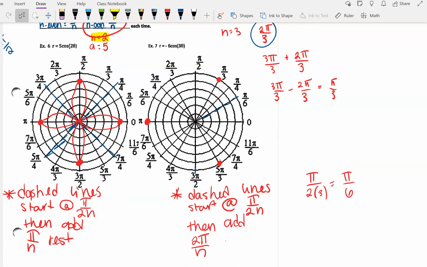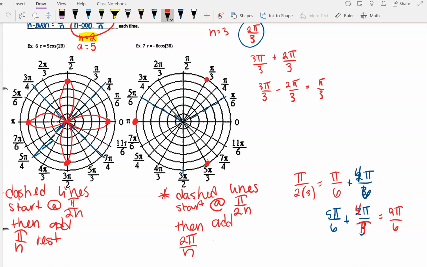And then from there I'm supposed to add 2 pi over n, so that's going to be plus 2 pi over n, which is 3. I need common denominators, so if I multiply top and bottom, this would be 4 pi over 6 plus pi over 6 takes me to 5 pi over 6 will be my next line. And then if I take 5 pi over 6 and I add another 2 pi over 3 to it, which again, I can get common denominators and call that 4 pi over 6, add those together, I get 9 pi over 6, which reduces to 3 pi over 2. So that will be my last dashed line, because if I were to add 3 pi over 2 again, I would just be back where we started.